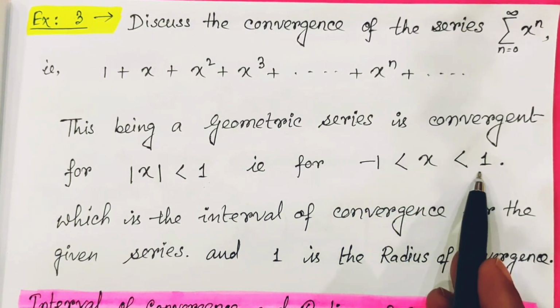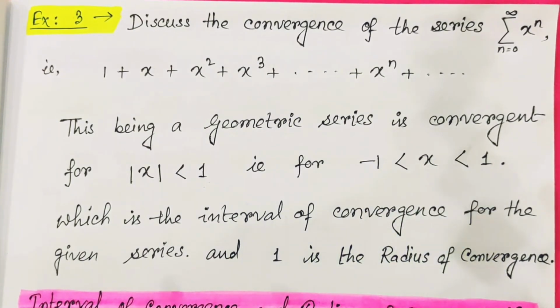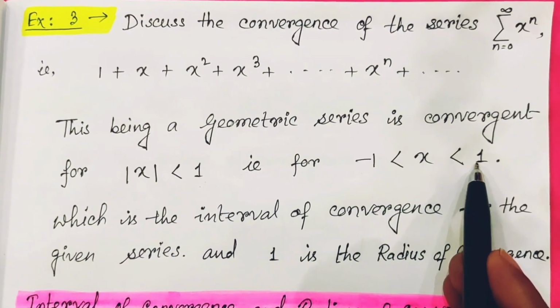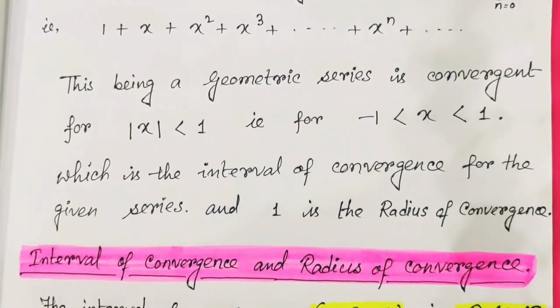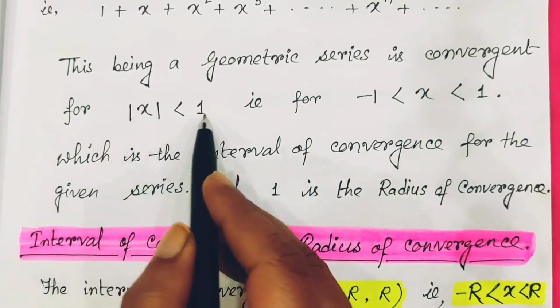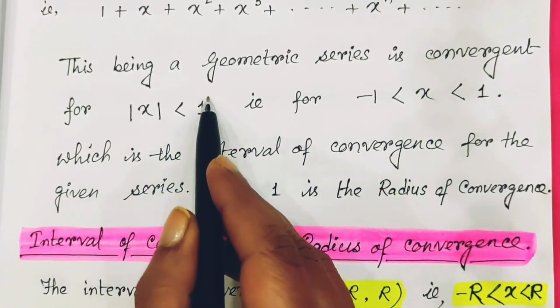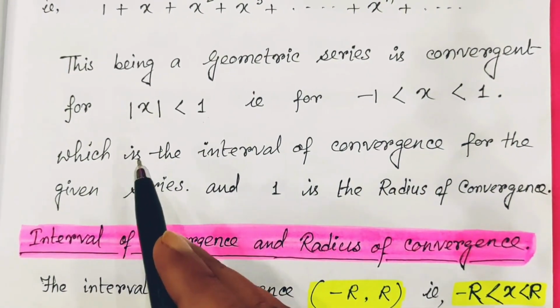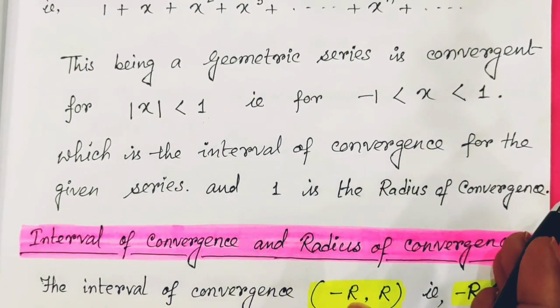It is the open interval. Which is the interval of convergence? This range of x is called the interval of convergence, and the value 1, from mod x less than 1, is the end point of this interval. So this value is called the radius of convergence.